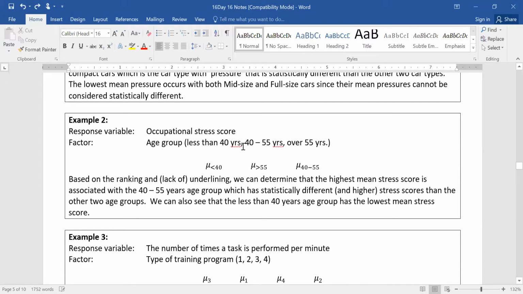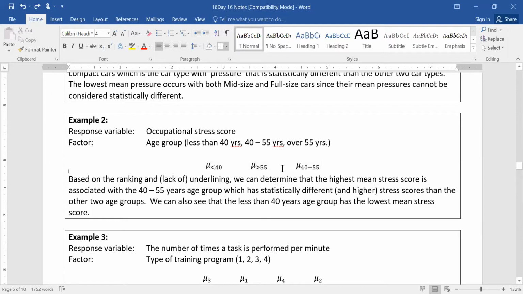So occupational stress scores. We're looking at different age groups: under 40, 40 to 55, over 55. The ranked means you can see are right here: the mean for less than 40, the mean for greater than 55, the mean for 40 to 55. What I'm saying is that the stress score is highest based on the samples for the age group 40 to 55, and it's lowest for the less than 40 group.